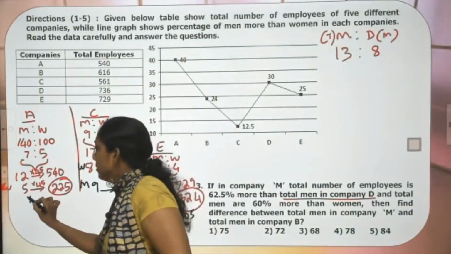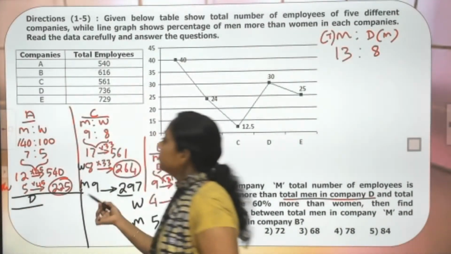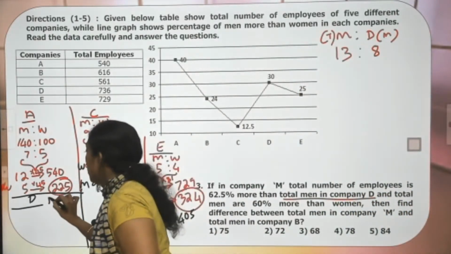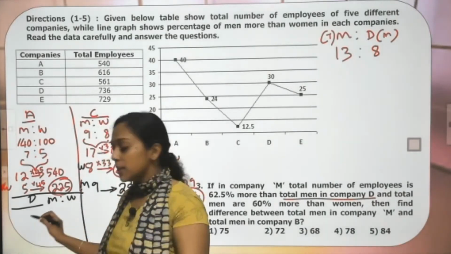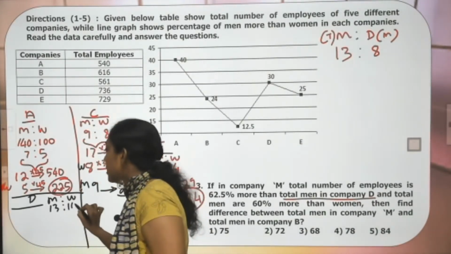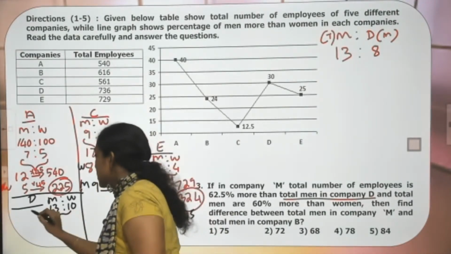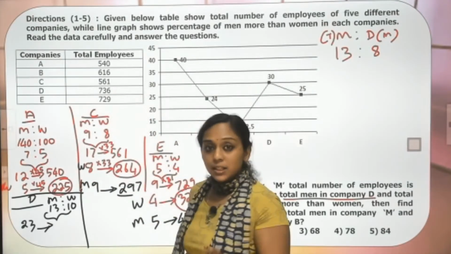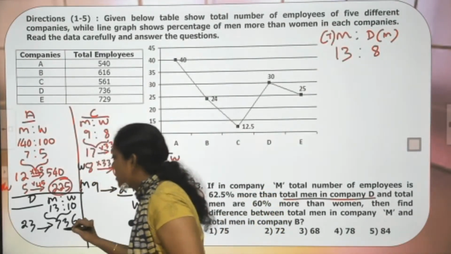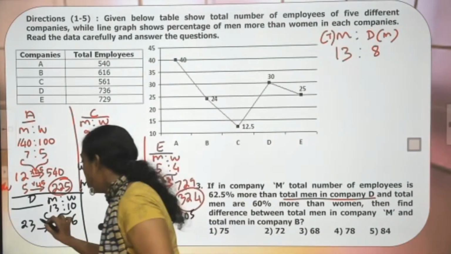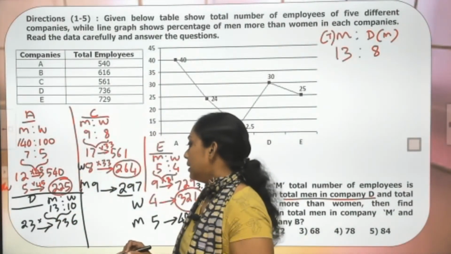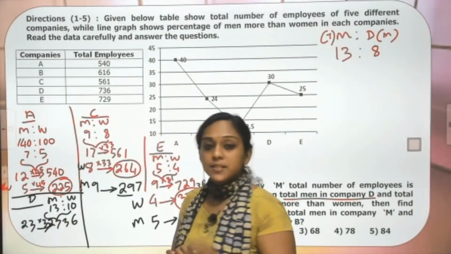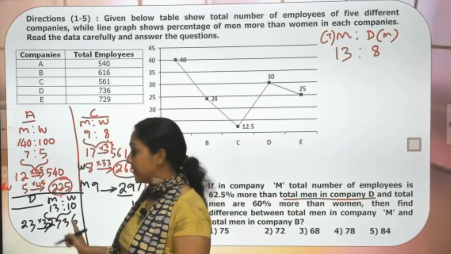So for company D, what is the given value? It is 30% more. So for men and women, the ratio is 30% more, that is 130:100 or 13:10. This total is 23, and this 23 is given as D's total, which is 736. What is the relation? It is into 32. So 23 into 32 will give you 736.